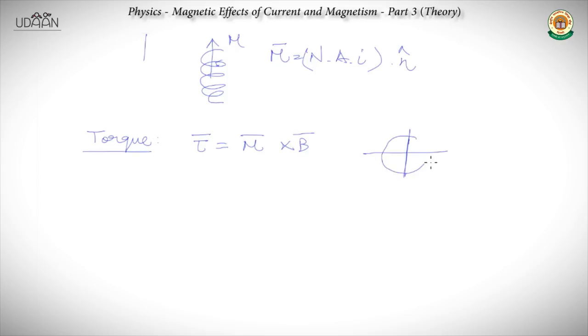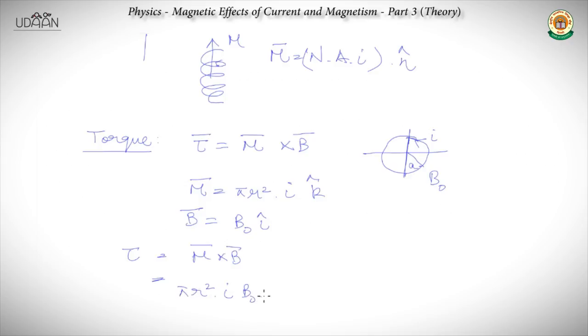This is the xy plane, and current I is flowing. Let's say a magnetic field B naught exists along the x-axis. So the magnetic moment will be, its radius is a, n is 1, area is pi r square, so M is pi r square I k cap. B vector is B naught i cap. So the torque acting will be M cross B equals pi r square I B naught, k cross i will give j cap. So j cap means that basically the torque is along this.